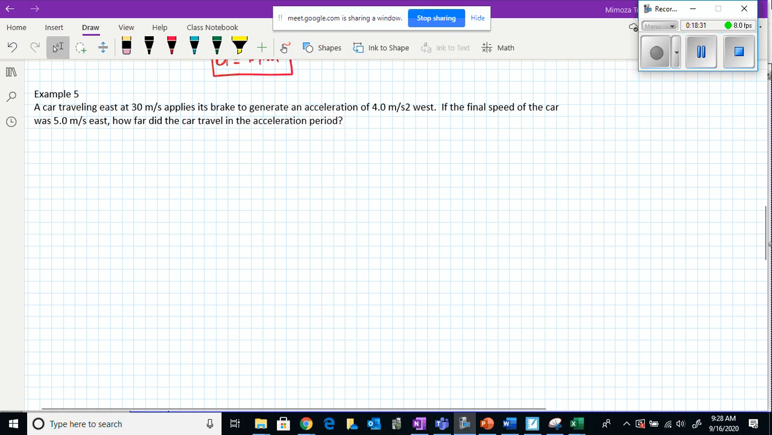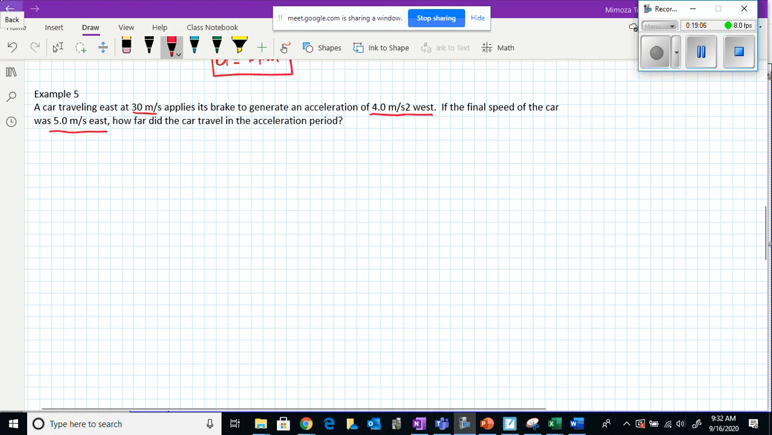A car is traveling east at 30 meters per second and it applies brakes to generate an acceleration of 4.0 meters per second squared going west. If the final speed of the car is 5 meters per second east, how far did the car travel in the accelerating period? I want you in your notebook to start working on this question. Love it. Okay, so let's start here.